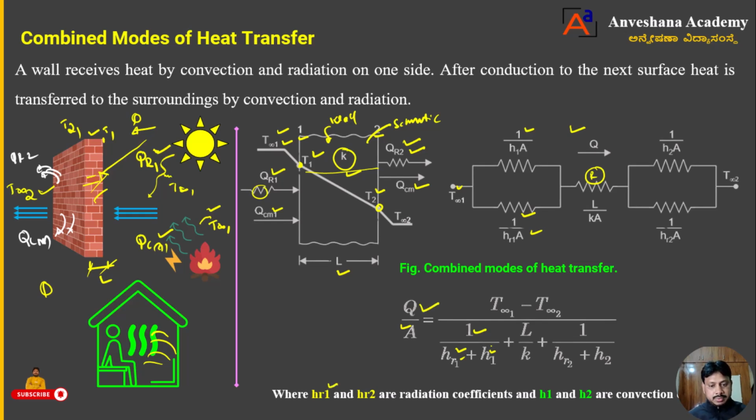Here, HR1 and HR2 are the radiation heat transfer coefficients, whereas H1 and H2 are the convective heat transfer coefficients, whereas K represents thermal conductivity and L represents the thickness or length of the wall that we have considered. Then T infinity 1 is the temperature at the high temperature region. T infinity 2 is the temperature at the low temperature region. This is combined modes of heat transfer, dear students.